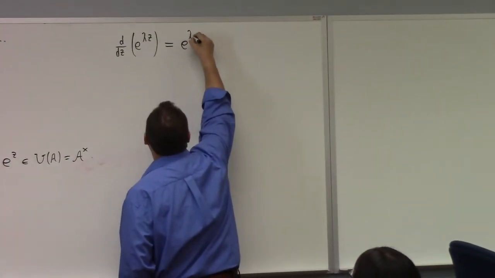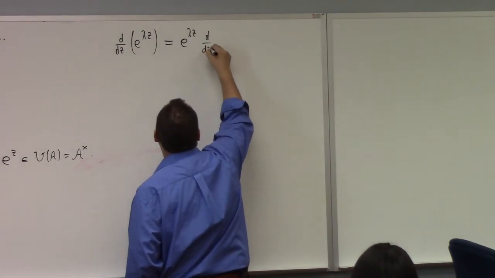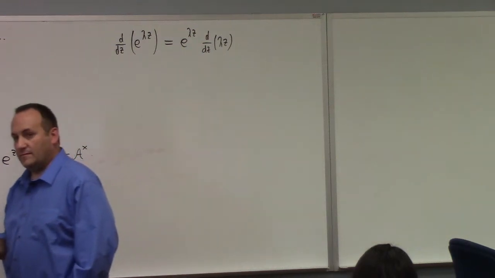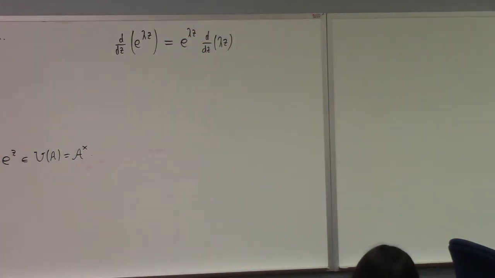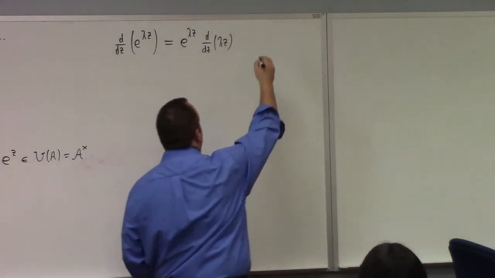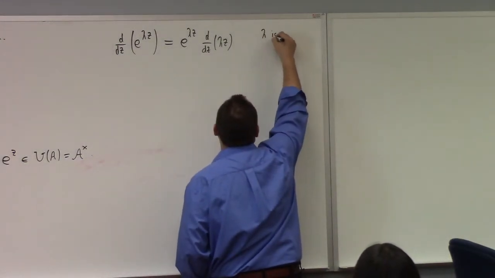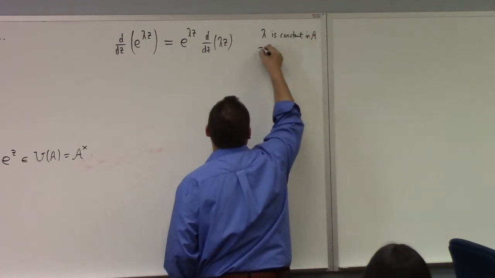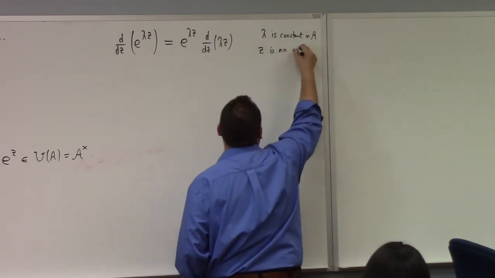E to the lambda z, d dz of lambda z, right? That's the chain rule. This we can prove for an arbitrary algebra, composition of functions on an algebra. Here we're looking at the composition of the outside function exponential and the inside function g of z equals lambda z, the multiplication by lambda. Here I'm assuming lambda is constant in some algebra, and that z is an algebra variable.